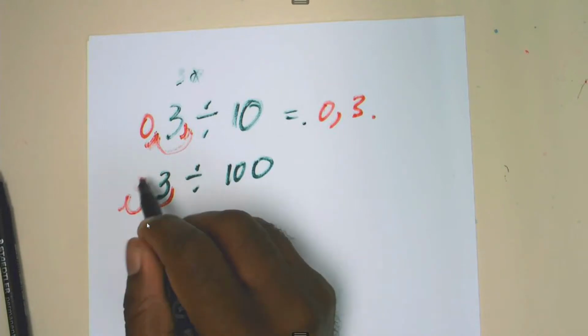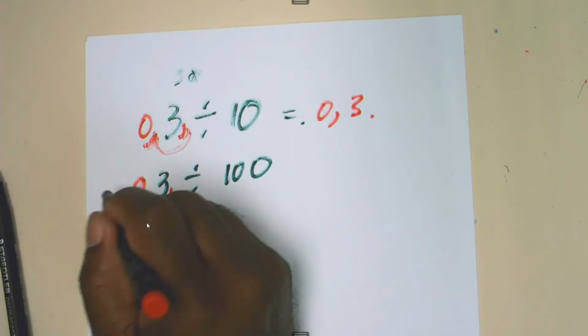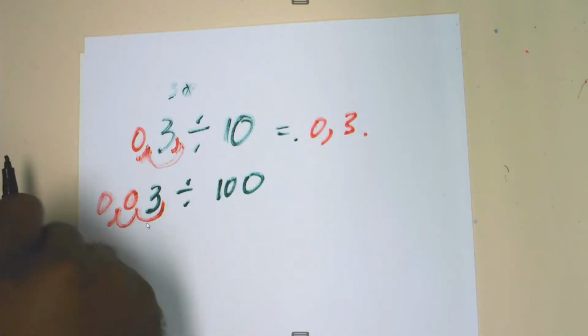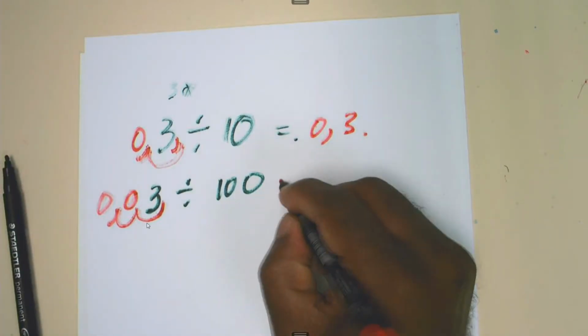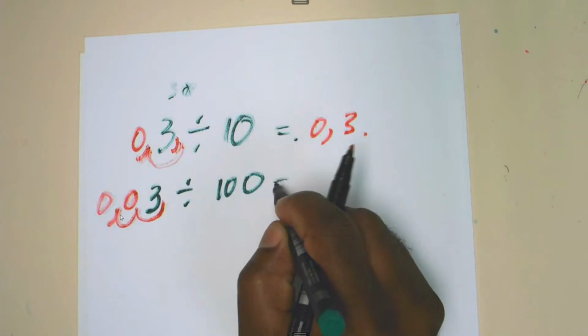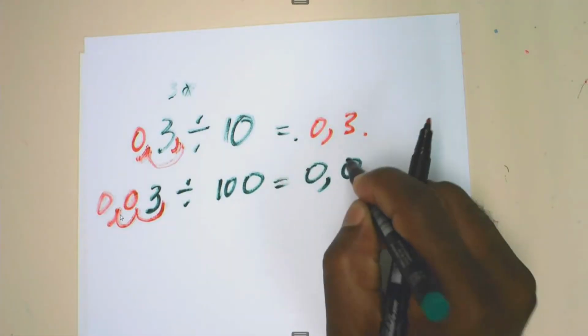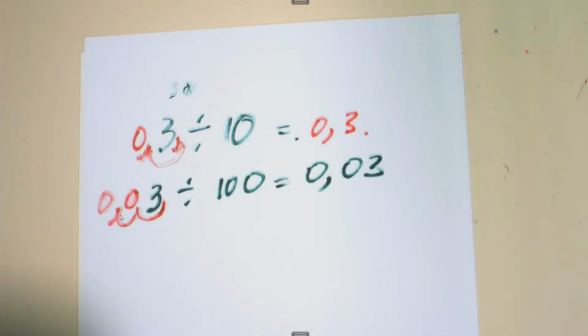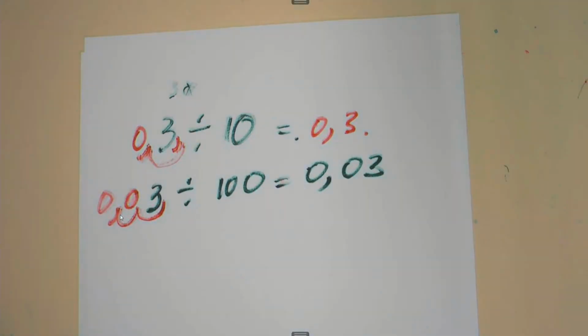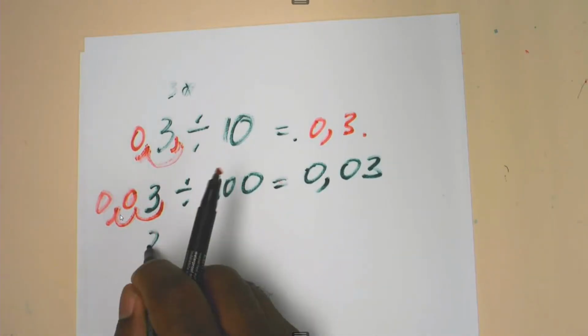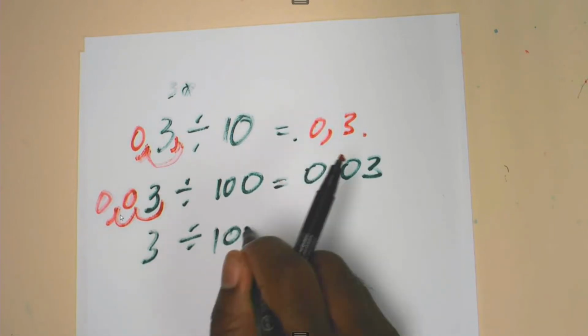It's 0,03. You see that? That's how we are told. Okay, the last one, let me do 3 divided by 1000.